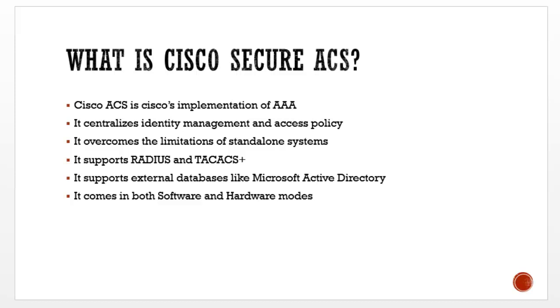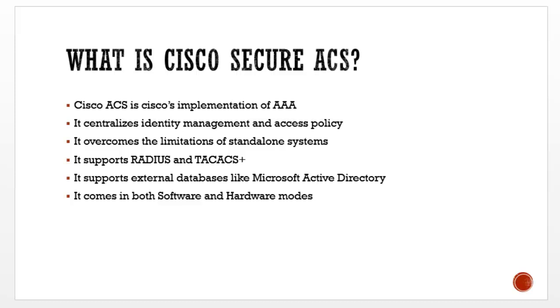ACS overcomes that problem by making all the identity management and access policy management happen on the ACS server. The device just communicates with this ACS server and finds out what the user can do or if the user is allowed to log into a certain device. It does this over the RADIUS protocol or the TACACS Plus protocol. The ACS server also supports external databases like Microsoft Active Directory, where the user identity management could stay on Active Directory, and ACS will just take the database from Microsoft Active Directory and use it in this setup.